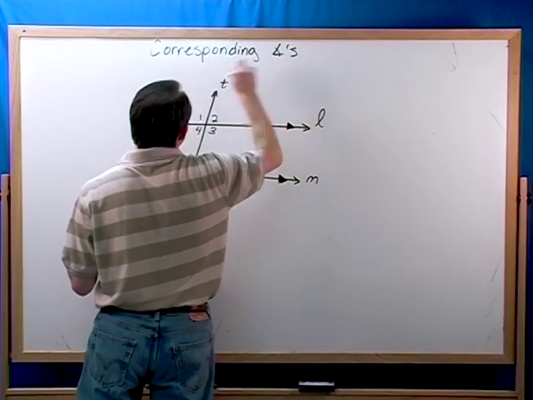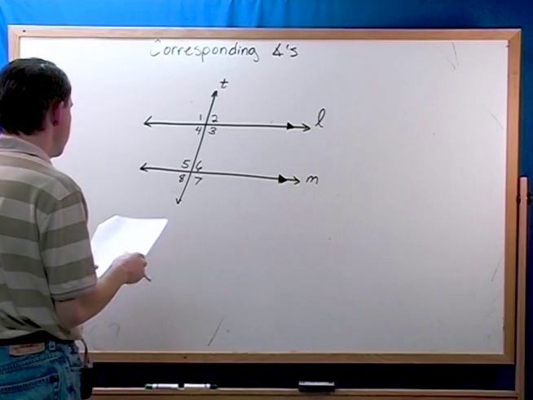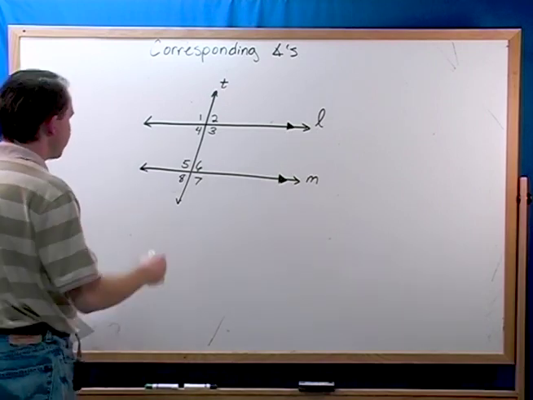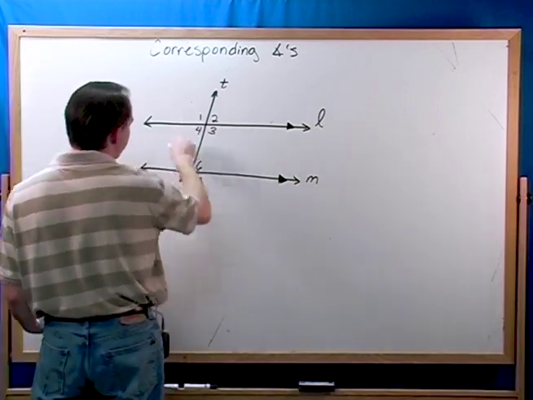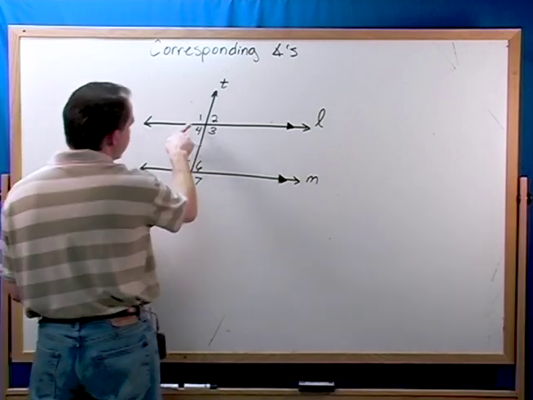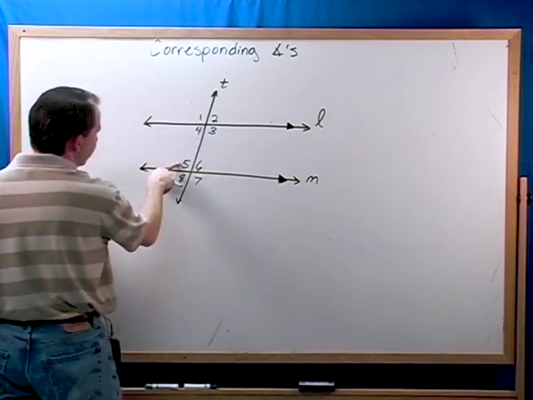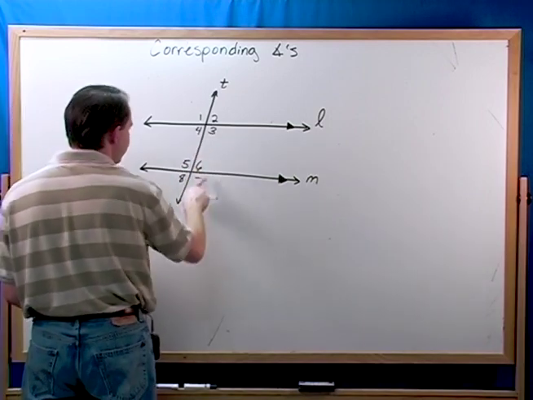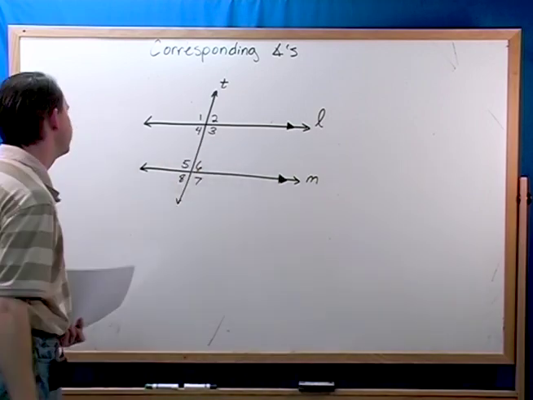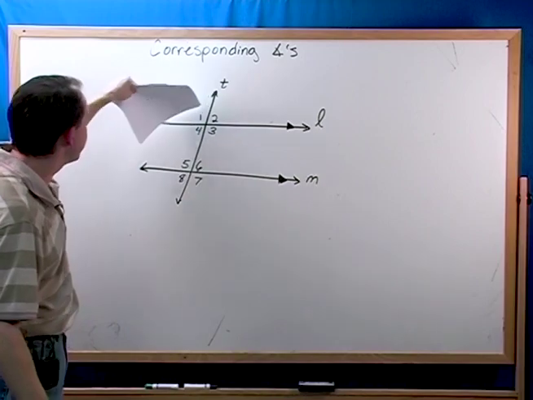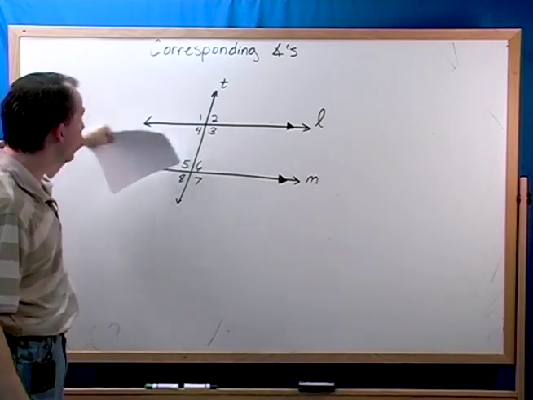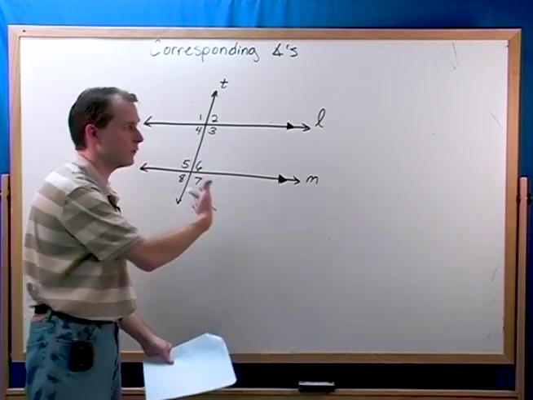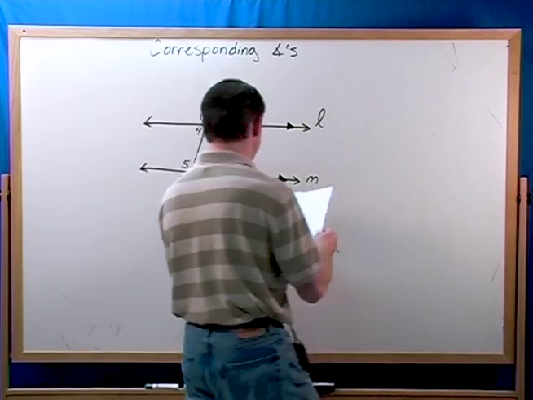Okay, that's what we're going to talk about next. It's very simply, corresponding angles are angles in the corresponding positions, okay? So you can see that 1 is in the corresponding position as 5, 2 is in the corresponding position as 6, 3 with 7, 4 with 8. That's all it means, okay? You look at the top set of angles and you find the angle that's in the corresponding position as the one on the bottom, and those are your corresponding angles.